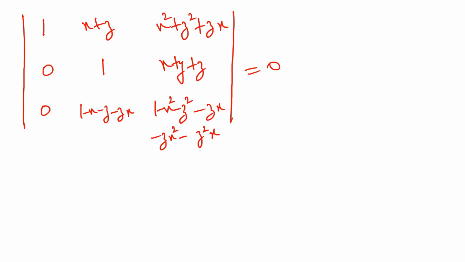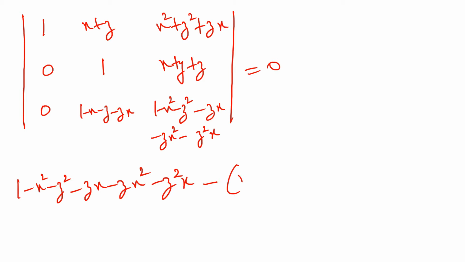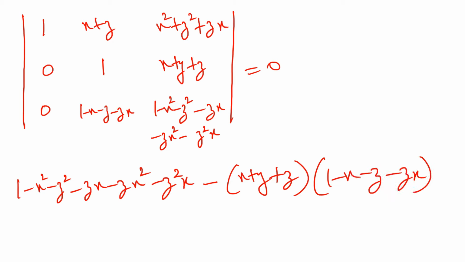Now students, I will be expanding this determinant along the first column. So we'll be getting 1 minus x square minus z square minus zx minus zx square minus z square x, and minus x plus y plus z into 1 minus x minus z minus zx. Now students, you have to do little bit of calculations at this stage to finally get that expression. Now I'm just doing the calculations to let you know what do we finally get.